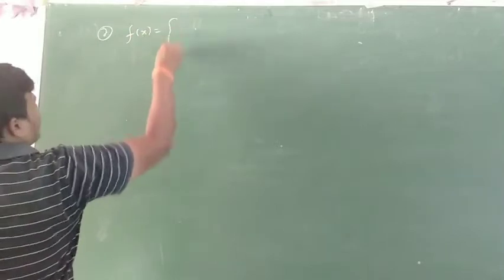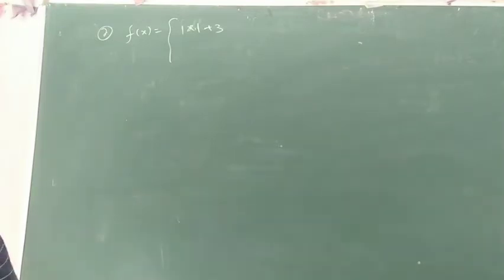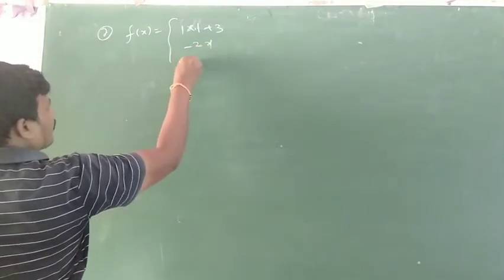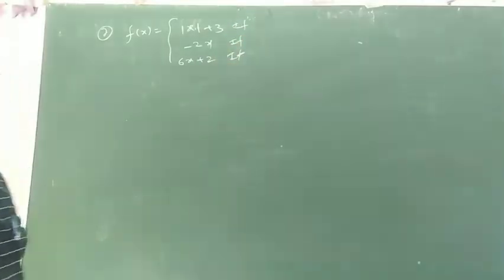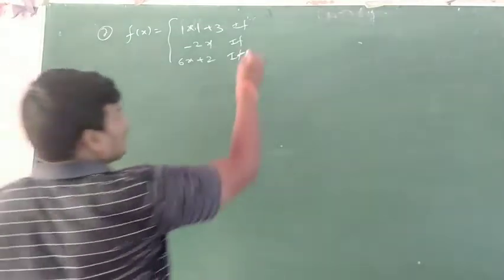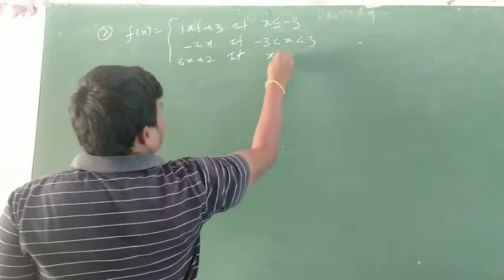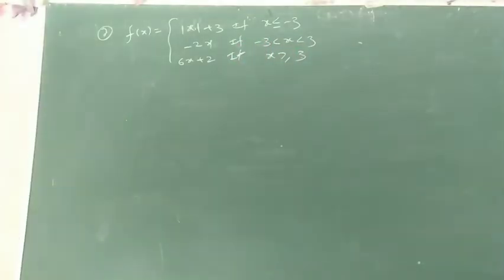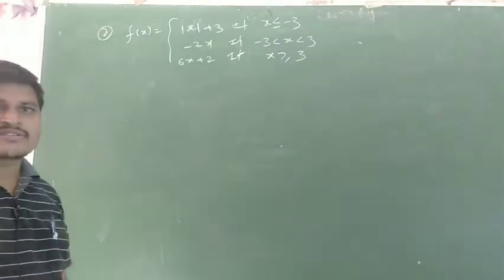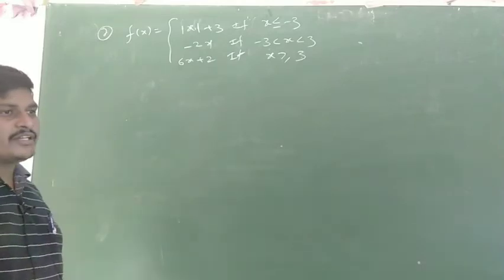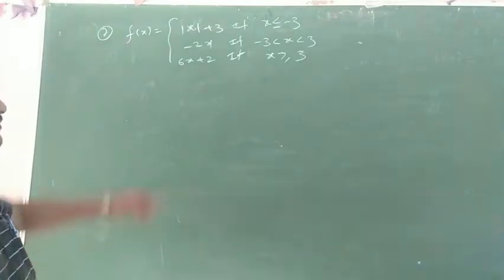Next, f of x is equal to mod x plus 3, minus 2x, 6x plus 2, if x is less than or equal to -3, -3 less than x less than 3, x greater than or equal to 3. These three functions are there. This is also to find out the discontinuity points.